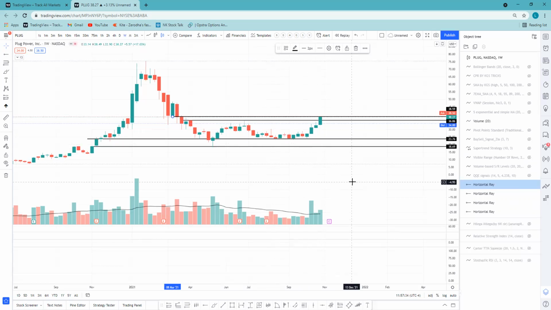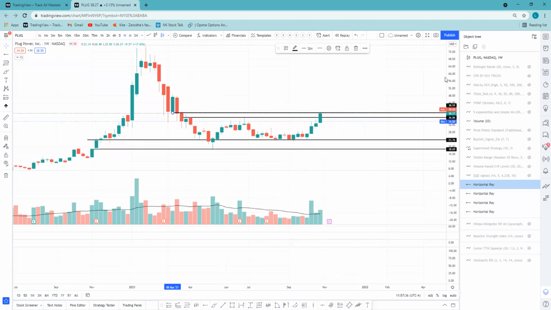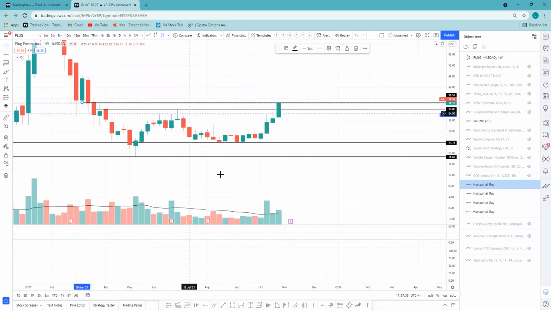Why is this line here? This is for the resistance on the top, because we got the support, right? Because we are going down. So we need to find the resistance too, right? Because we are planning for the day trading, right?